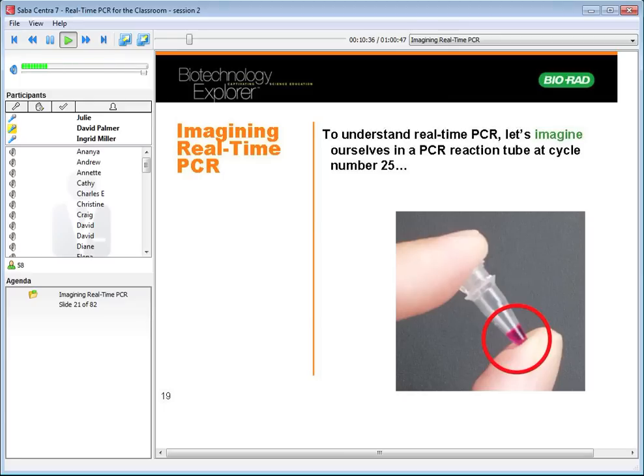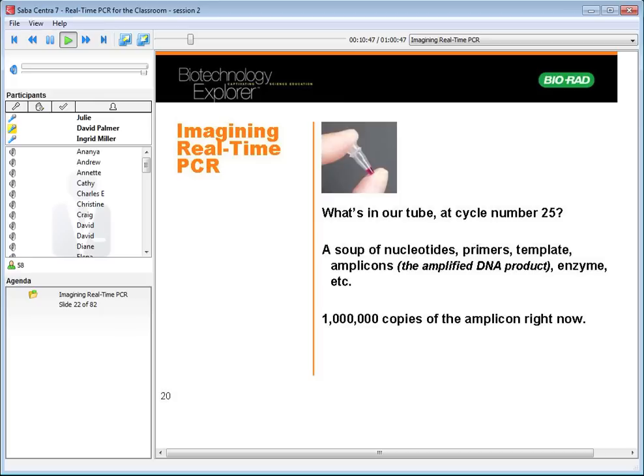To understand real-time PCR, we'll imagine ourselves in a PCR reaction tube at cycle number 25. So we're there in the PCR tube. What's in that PCR tube? Well, in that tube, we've got nucleotides, we've got primers, we've got our original template that we're trying to detect. We have amplicons, the amplified DNA product. We've got our enzyme, and we've got the buffer and the water and other things in there. And just for the sake of argument, let's say we've got 1 million copies of the amplicon right now. So we're at cycle 25, and we've amplified, and we're now up to 1 million copies.